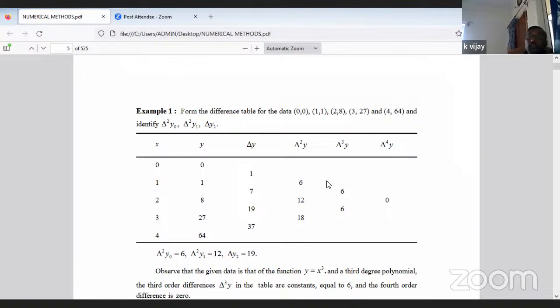We take an example from the difference table: x is 0, 1, 2, 3, 4 and y is 0, 1, 8, 27, 64. Identify del square y0, del square y1, del square y2. See here, this is another way. First, x is 0, 1, 2, 3, 4. Second, y is 0, 1, 8, 27, 64.